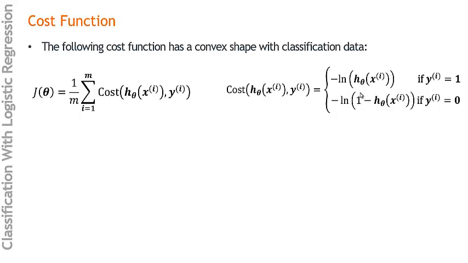So let's unpack these two conditions. Now in the case when y equals 1, if you look at this expression, if h was equal to 1, we would have minus log of 1, which is 0, which is good, no penalty. On the other hand, if this were 0, you'd get minus log of 0, which is infinity.